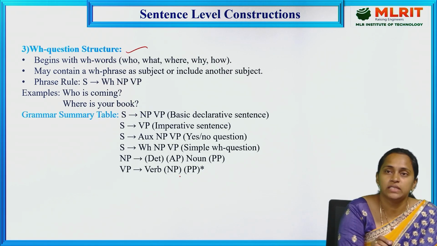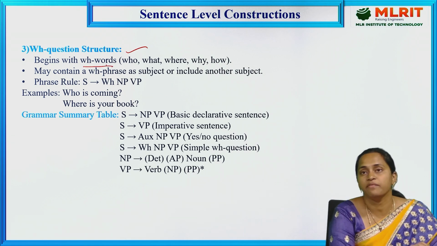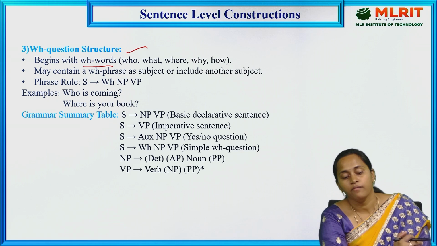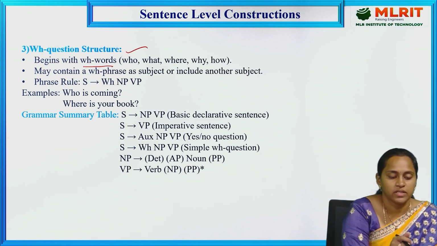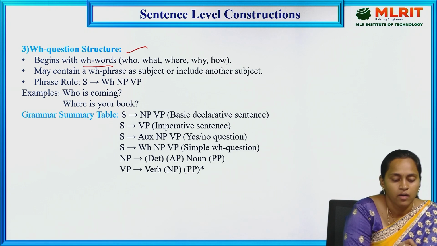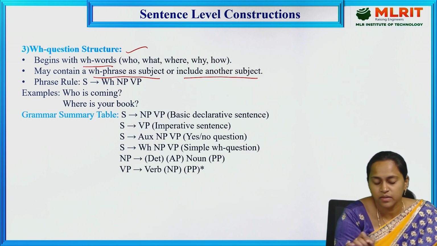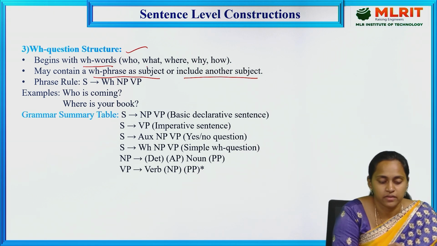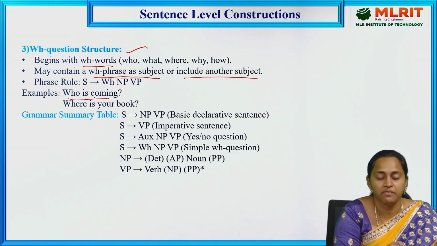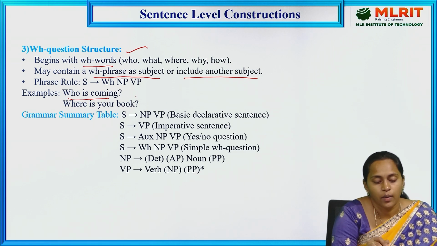Next, the WH question structure begins with WH words. That means who, what, where, why, how, when, how much time. This is called a WH question structure. It may contain a WH phrase as the subject or include another subject. For example: who is coming, where is your book, how much time do you want to attend the class. This is about WH questions.